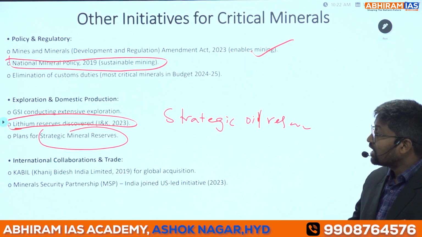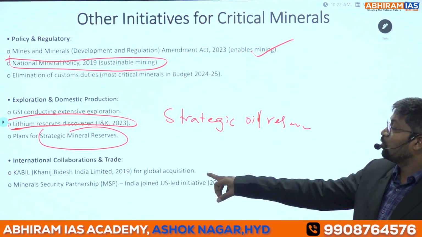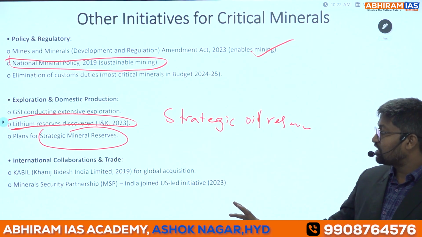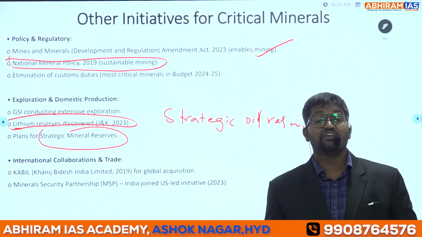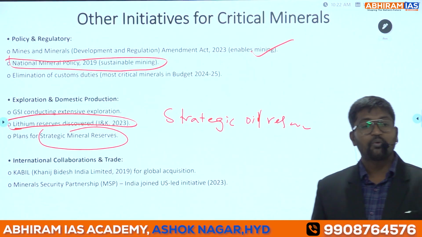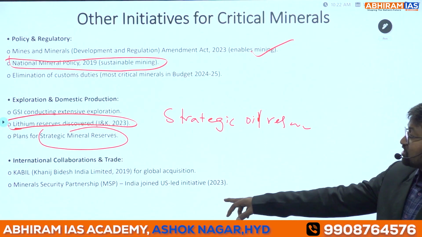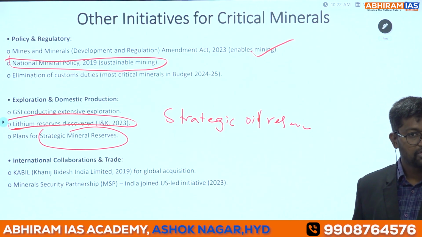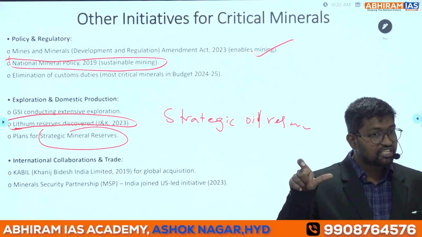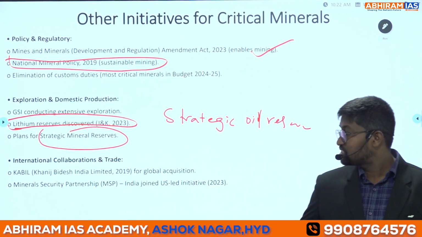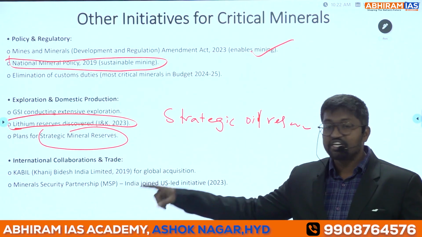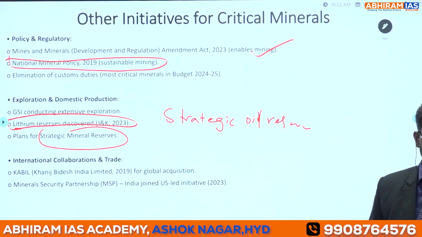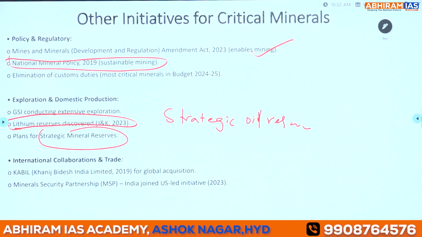International collaboration. Khanij Bidesh India Limited for global acquisition. So we have started Khanij Bidesh India Limited for global acquisition. It means that in an African nation, if there is a critical mineral, we can acquire those territories. Mineral Security Partnership, which is a group of 14 countries. You remember, the India Trust initiative mentions critical minerals. The Mineral Security Partnership is a group of 14 countries. India joined this US-led initiative. Okay, very much important.